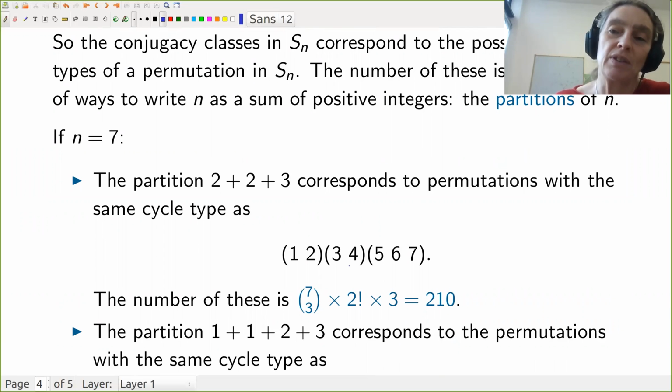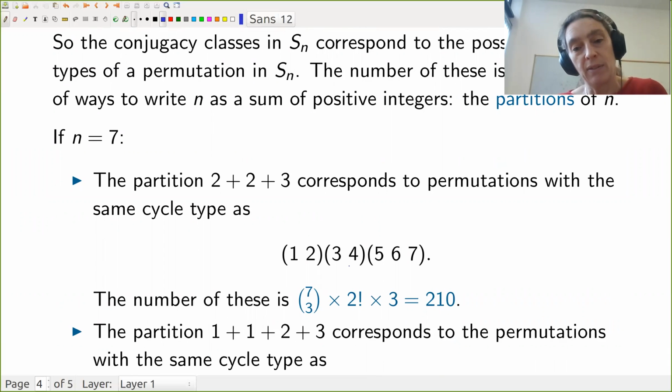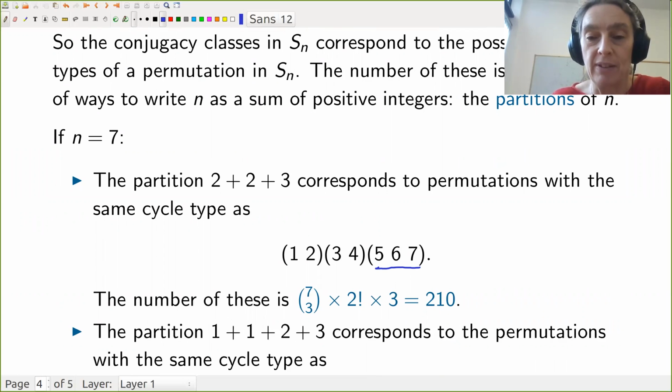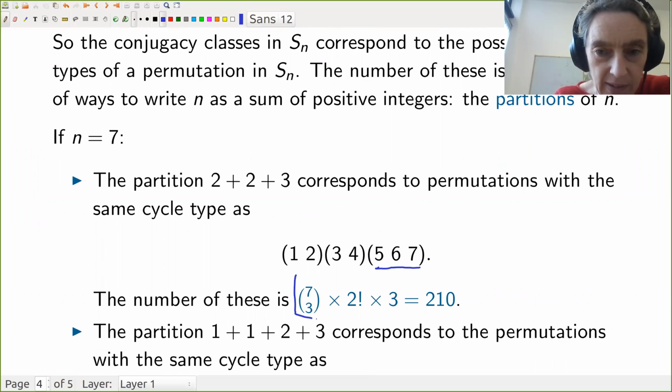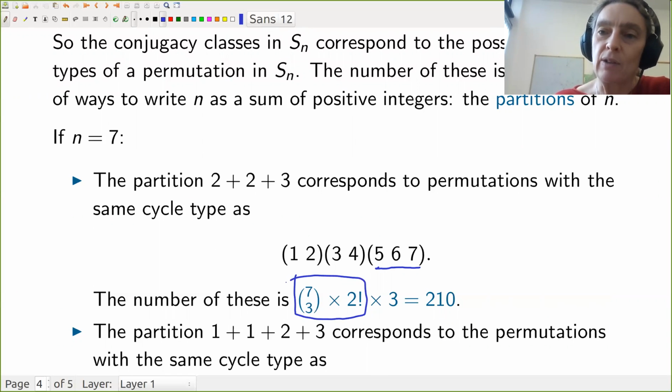And the other thing you can do is count the number of permutations in each conjugacy class by counting the number that have a particular cycle type. So for example, here, if we're in S7, we have 7 choose 3 choices for the 3 elements to put into the 3-cycle. That's the number of ways of choosing 3 elements from 7. And after you've chosen the 3 elements to put into your 3-cycle, you can arrange them in cyclic order. The number of ways to do that for 3 elements is basically, if your elements are 5, 6, 7, there are essentially 2 different cyclic orders you can write down.